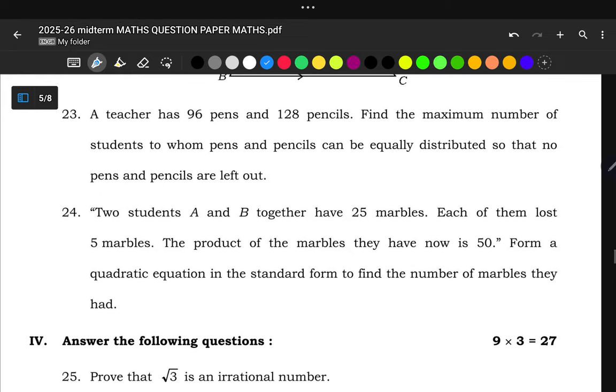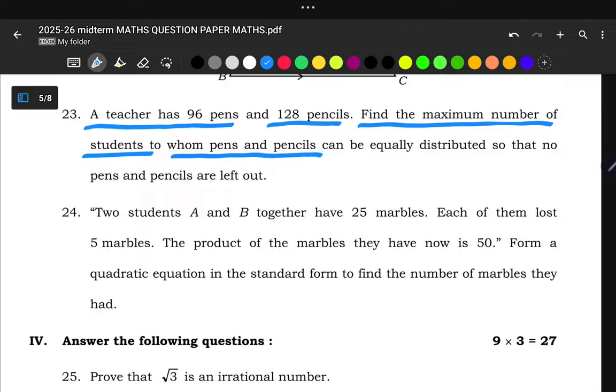See now, question number 23. See, this is an applied question from the chapter. See, look at here. A teacher has 96 pens and 128 pencils. Find the maximum number of students to whom pens and pencils can be equally distributed so that no pens and pencils are left out. See, this question is from which chapter? First you have to consider it. Then try to solve the question.